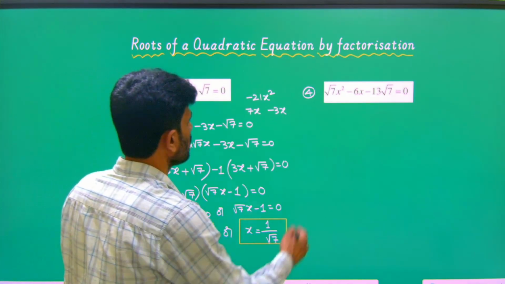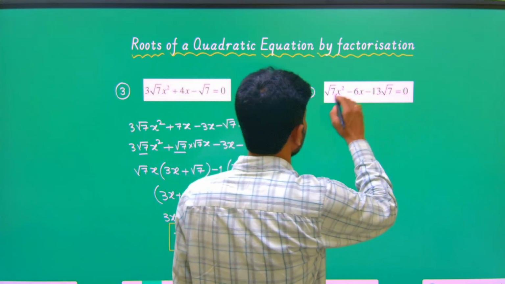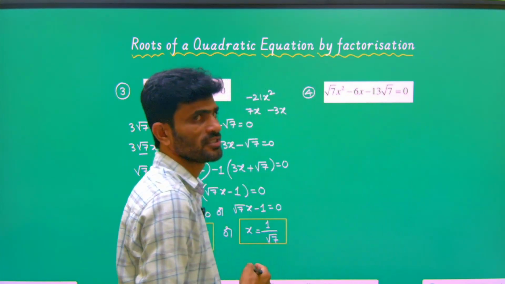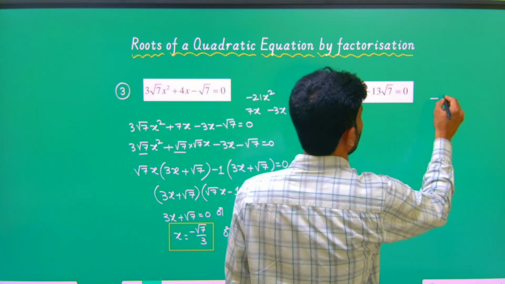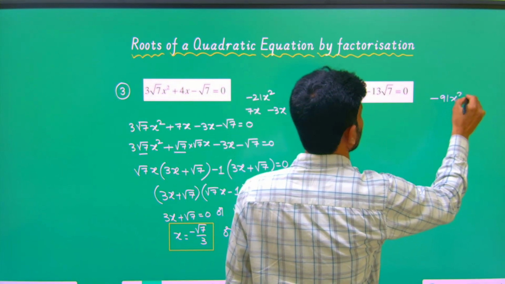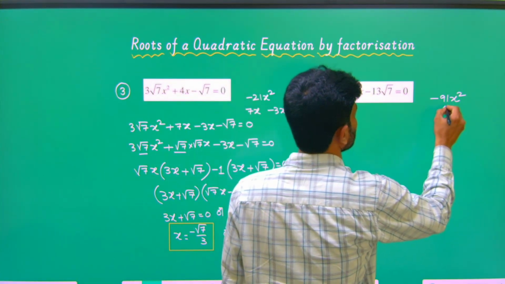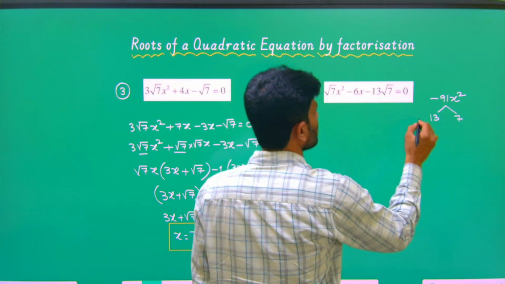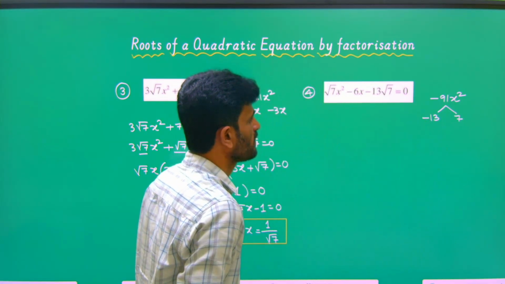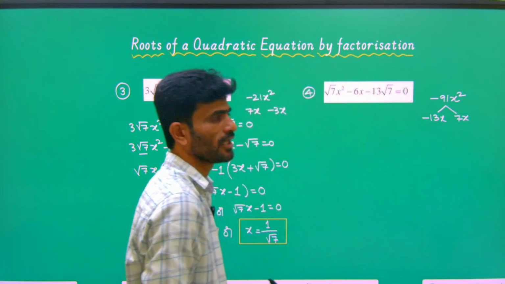Now coming to this problem, here also we have to follow the same method. Root 7 into root 7 is 7, 7 into 13 is 91. So it is minus 91 x square. So we have to take the factors of minus 91, that is 13 and 7, but we want minus 6. So minus 13 plus 7. So it is minus 13x plus 7x. We have to split like this.